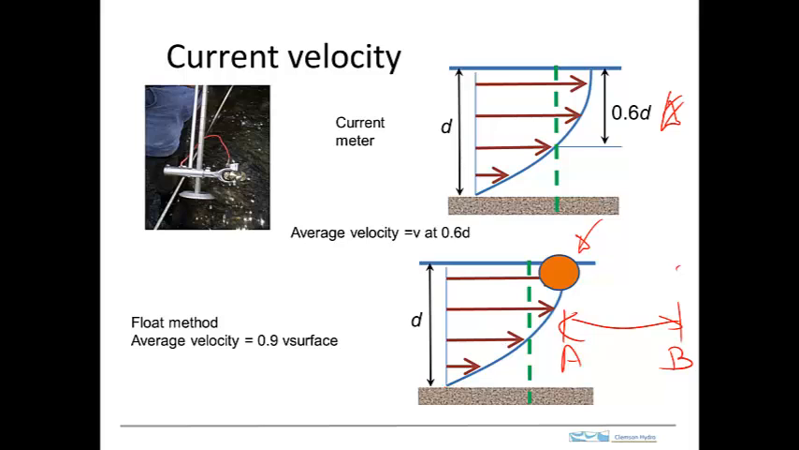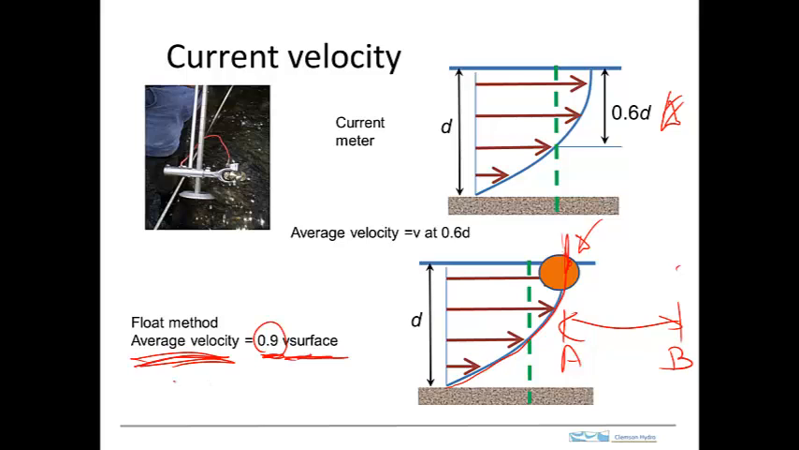And if you have a parabolic velocity distribution, the average velocity is 90% of the velocity at the surface. I'm sorry, I got that backwards. The average velocity is 90% of the velocity at the surface. The velocity at the surface is going to be the maximum velocity. So if you measure that, multiply by 0.9, then you get an estimate of the average velocity.